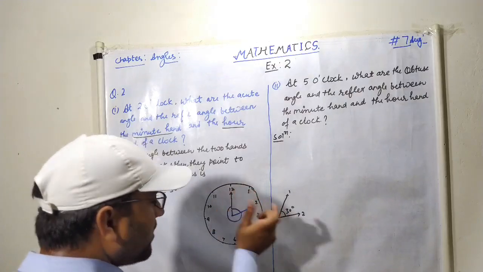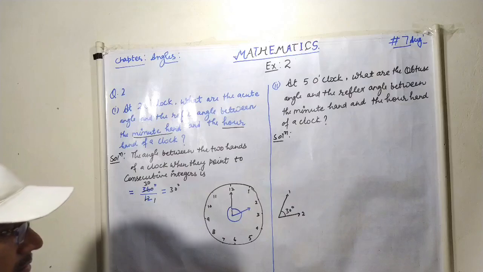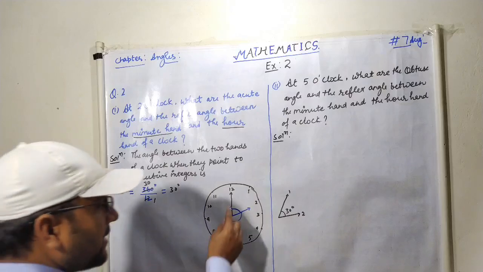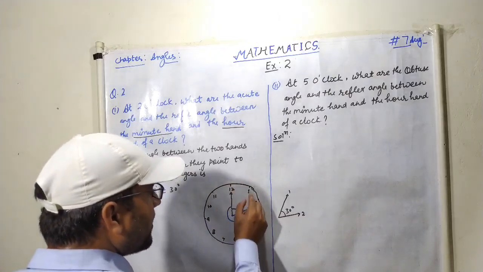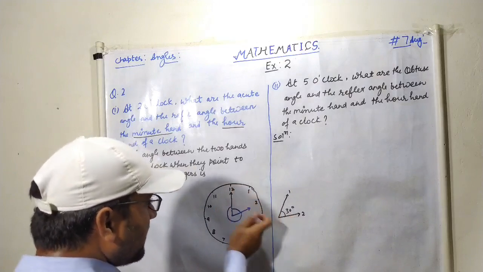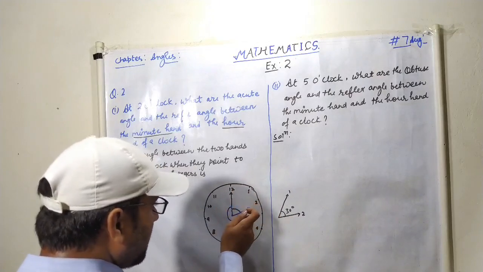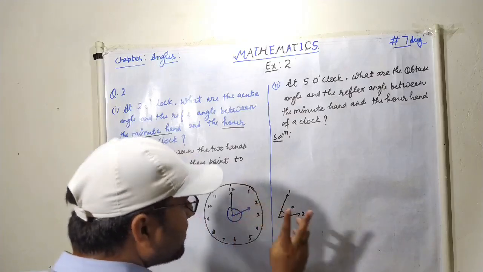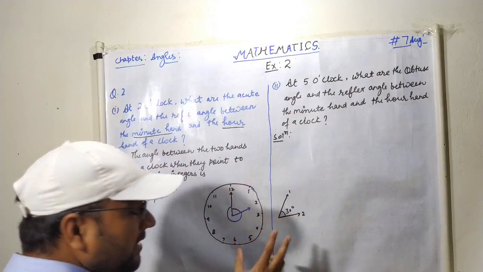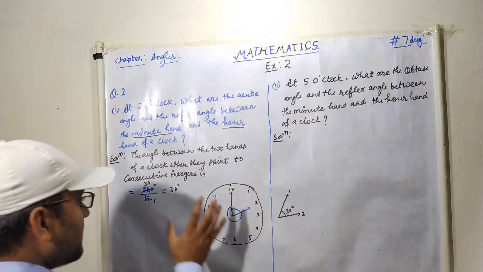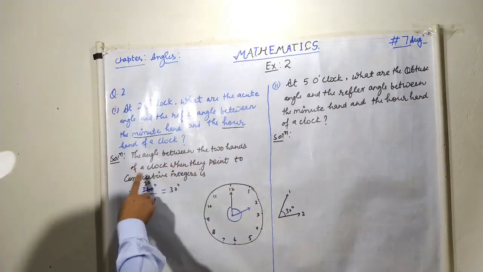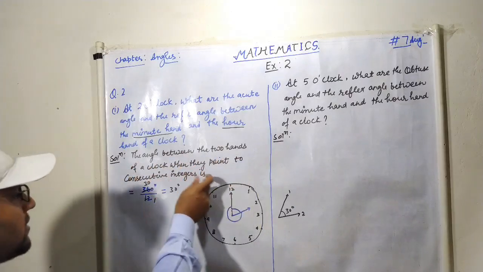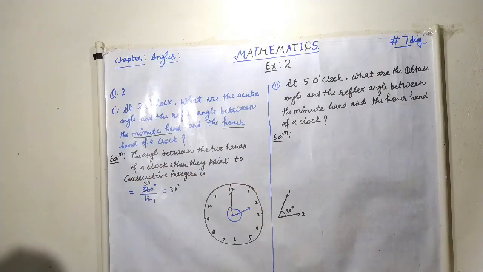Hour 12 and 1 form a 30 degree angle. It means that if your minute hand is at 12 and your hour hand is at 1, it forms a 30 degree. And if your minute hand is at 12 and the hour hand is at 2, that forms 30 plus 30, which is a 60 degree. Okay, so the angle between the two hands of a clock when they point to consecutive integers is 360 upon 12, that is a 30 degree.